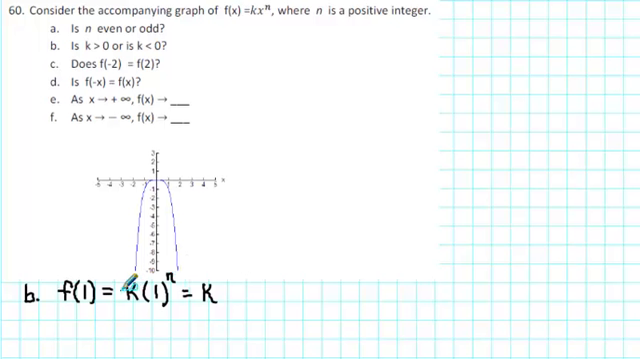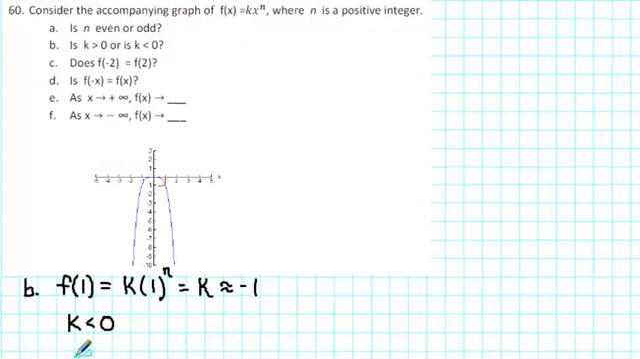Now we can look at the graph to estimate the value of f of 1. We locate 1 along the x-axis and go down vertically until we hit the graph of the function. Then we go horizontally across to the y-axis, and we see that the corresponding y value is approximately negative 1. So k is approximately negative 1. Negative 1 is less than 0, so k is less than 0.